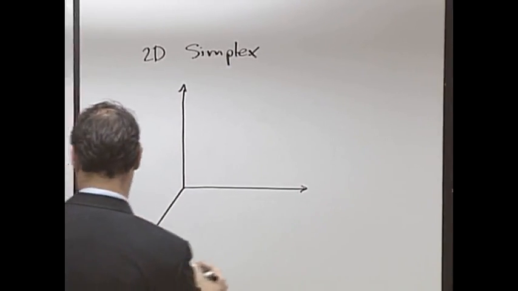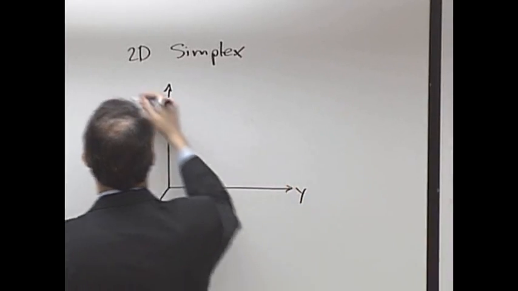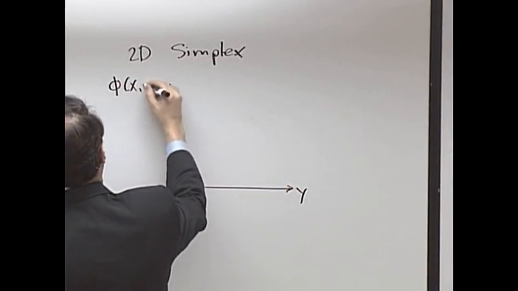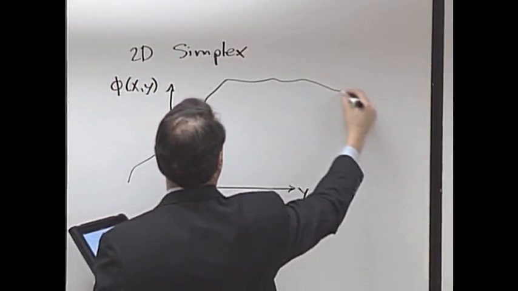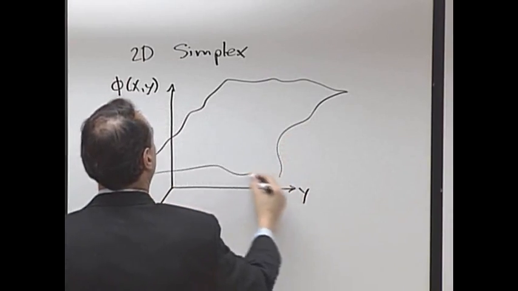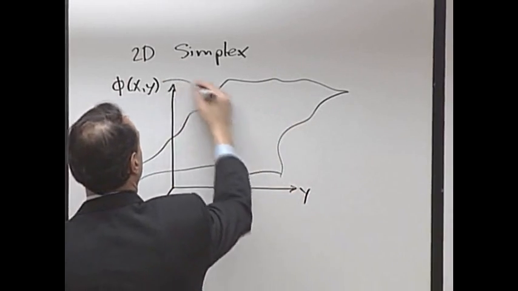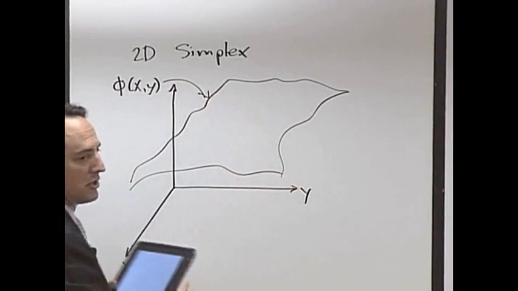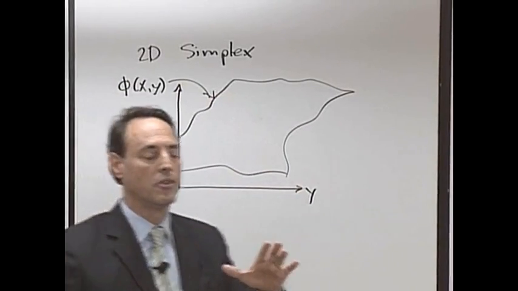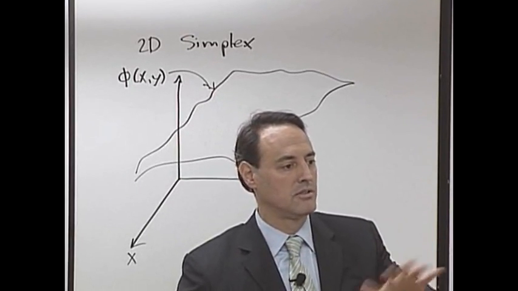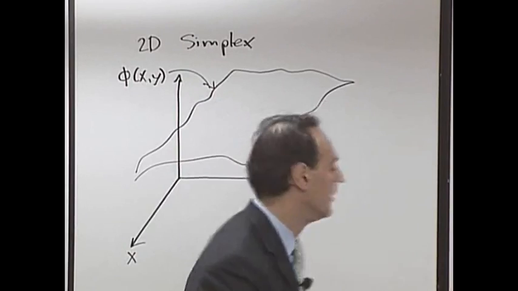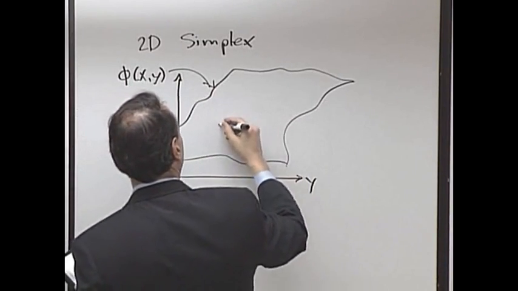Here's my x, here is my y, and here is my function, xy. And I have basically some surface, let's say. This is my solution, exact solution. What I'm trying to do with this exact solution is represent it by triangles, patches of triangles. Okay? So let's draw one in here.